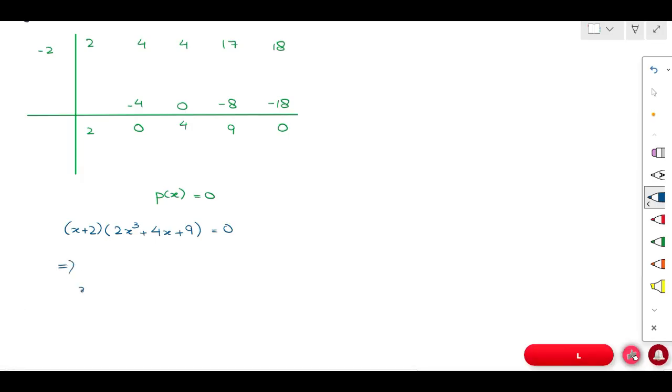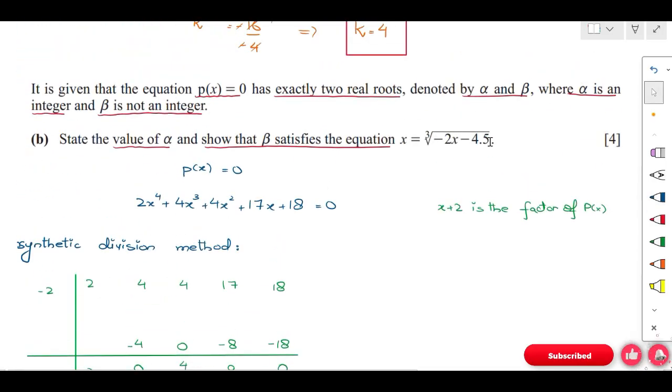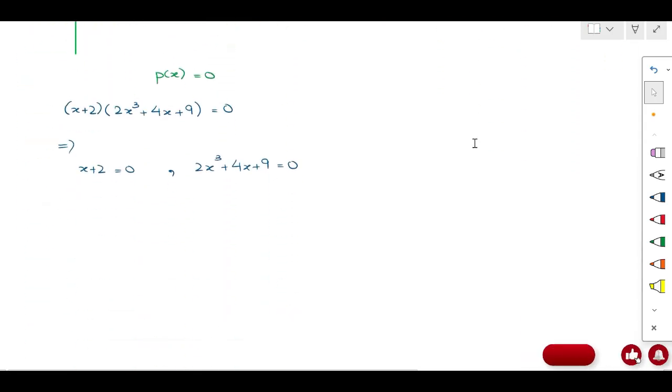Now from here, x plus 2 should be equal to 0, and 2x cube plus 4x plus 9 should be equal to 0. So we have to show that p of x equals 0 has exactly two real roots, alpha and beta, where alpha is an integer and beta is not an integer. We need to find the value of alpha, which is an integer, and show that beta satisfies this equation. Okay, now it has two real roots only, right?